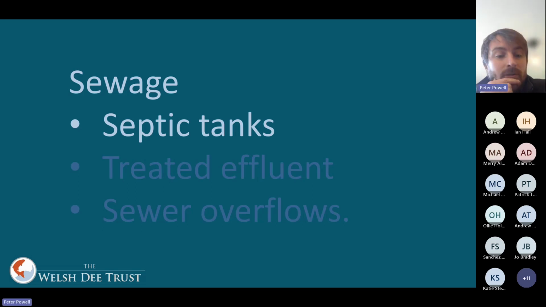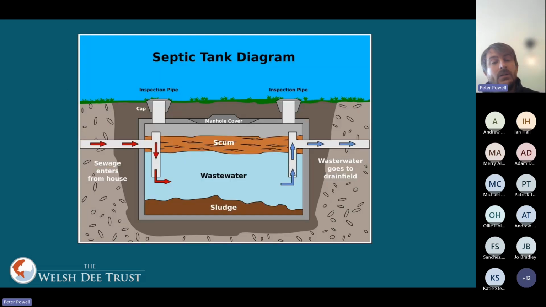So the first one is septic tanks. Septic tanks, essentially, if you don't know, any house, any sort of rural house or rural business that's not near a main sewer will have to have some sort of private sewage treatment system. That normally looks like a septic tank, or you can get much smaller enclosed treatment systems, which are much like a water company's treatment system, but enclosed and smaller, private.